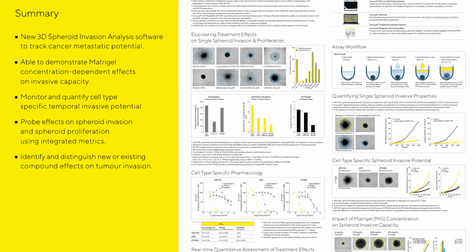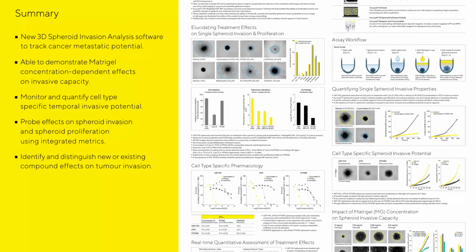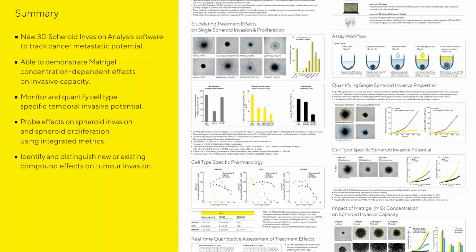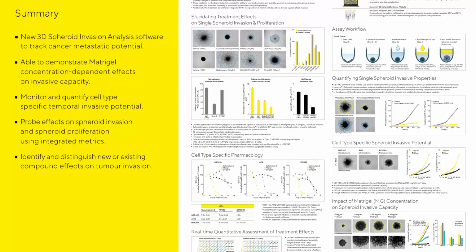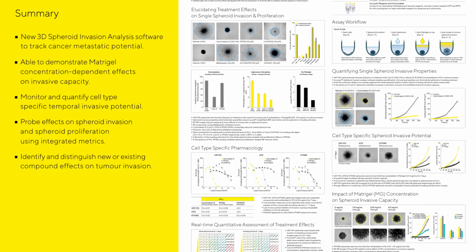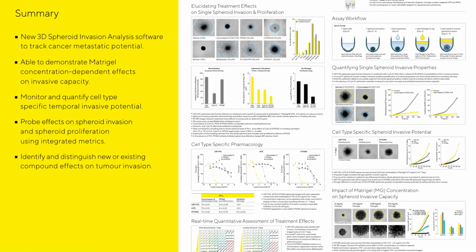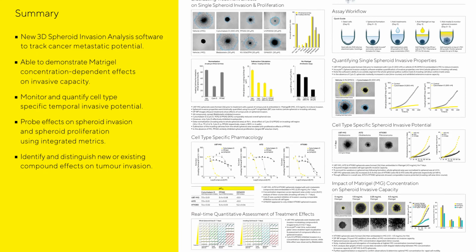And additionally, this model can be further developed with the incorporation of stromal cells to address diverse aspects of cell invasion. I hope I've been able to demonstrate to you that these validation methods and data demonstrate the ability to kinetically visualize and quantify spheroid invasive properties across a range of cell types and illustrates the utility of this model for real-time compound profiling.